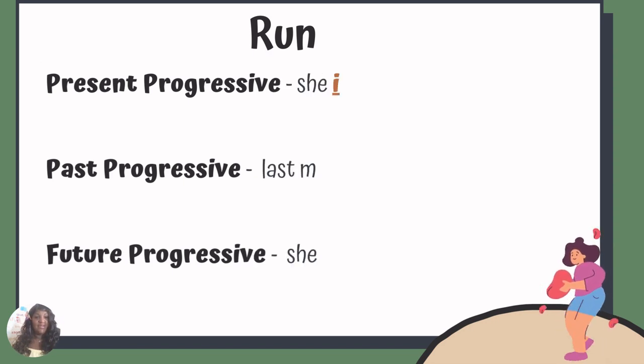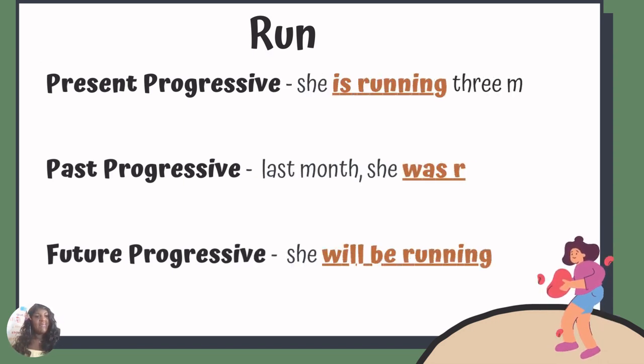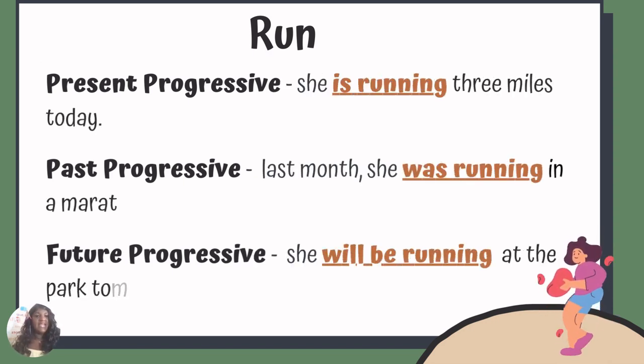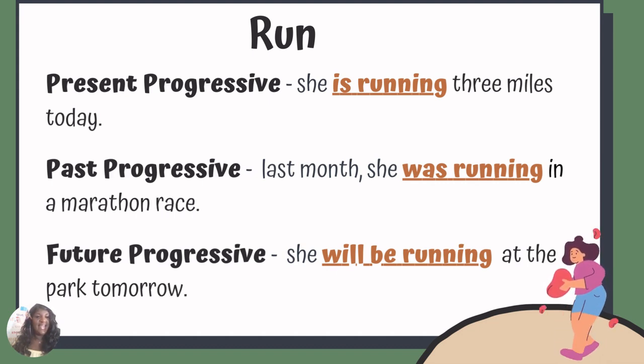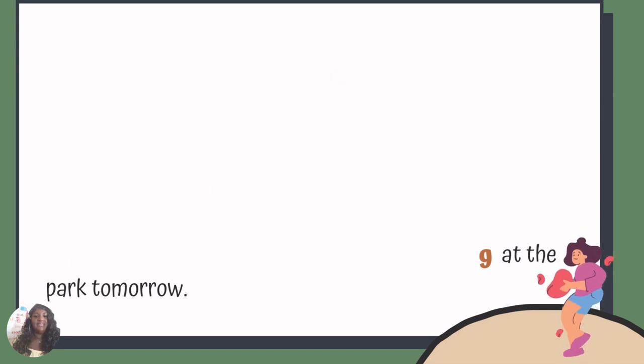Our next verb is run. Present progressive. She is running 3 miles today. Past progressive. Last month, she was running in a marathon race. Future progressive. She will be running at the park tomorrow.